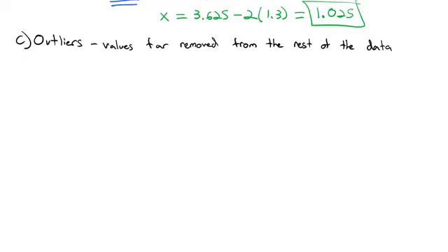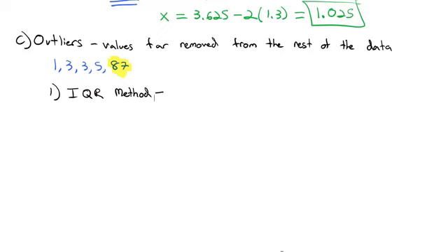For example, if I have the numbers 1, 3, 3, 5, 87, 87 is far removed from the rest of those values. It's an outlier. And the outlier can either be large or small. And we actually have 2 methods for calculating outliers, and they generate very similar results. So neither one is necessarily better than the other, but I want to show you both of them. The first one is called the interquartile range method.